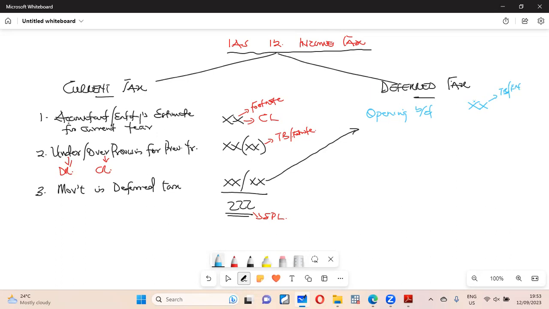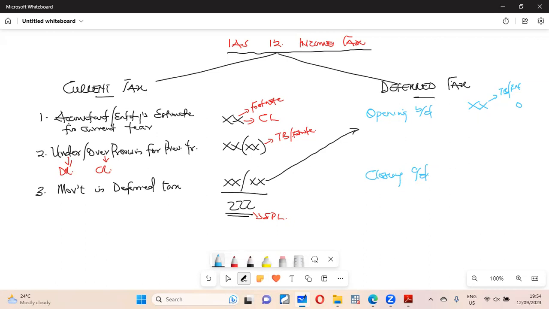Then please bear in mind that there is always an opening deferred tax. If you don't see it in the question, then it means what? It is zero. All right, if you don't see it, it is there, but it's zero. It's just that we don't record zero figures. So you put it there as zero. All right. Then you find your closing balance, deferred tax closing.